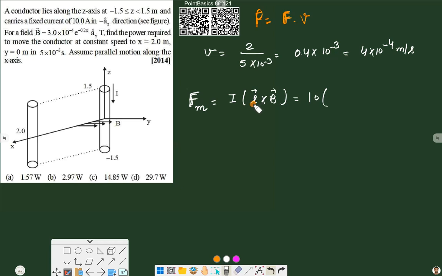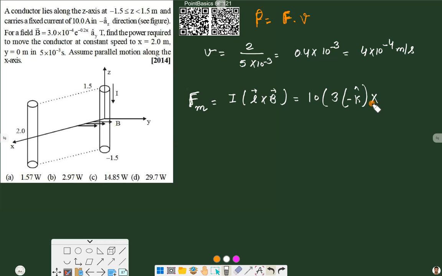Now length, as current is in downward direction, so this length of the conductor will be taken in the negative Z direction, and length will be 1.5 to 1.5 on both sides of the axis, so it will be 3. And assuming here our axes are in units of meters, so length will be 3 meter in the negative Z direction, or minus k.